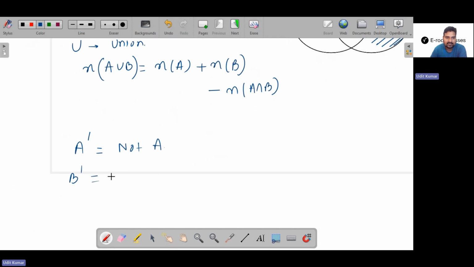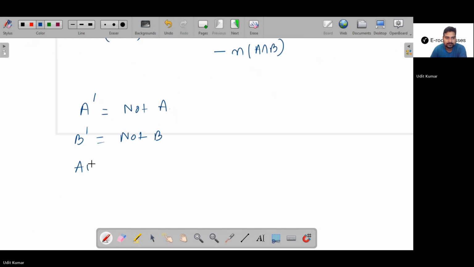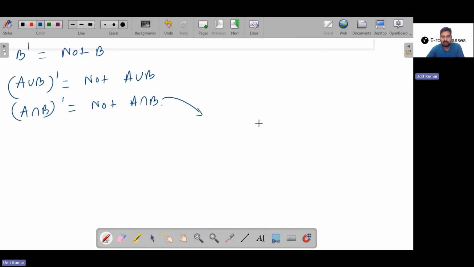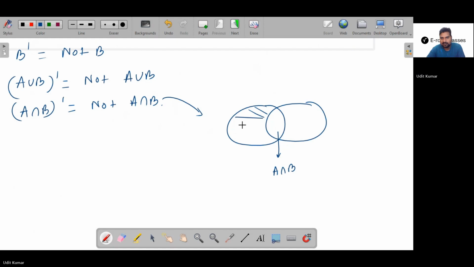So it means not A. If I write it like this, it means not B. If I write it like this, it means not A union B. If I write it like this, it means not A intersection B. For example, if you have to represent this one on a Venn diagram, not A intersection B means everything except A intersection B. We know that this part is A intersection B, so you have to shade only this portion.